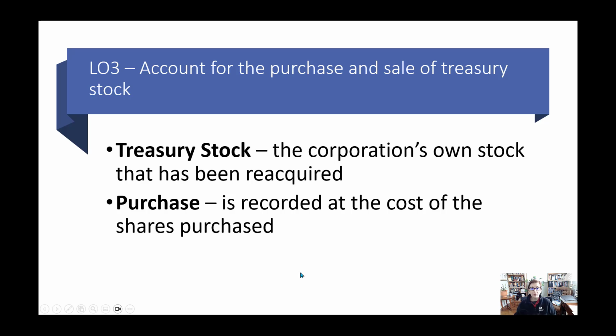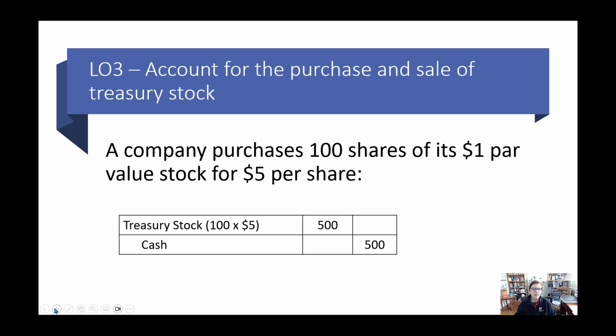Now let's talk about treasury stock. So remember I mentioned that treasury stock is the corporation's own stock that it has issued and then it buys back again. And the purchase of treasury stock is recorded at the cost of the shares that were bought back. Let's say that a company purchases 100 shares of its $1 par value stock for $5 per share. So it's going to debit treasury stock for the cost of the shares. So 100 times 5, or $500.